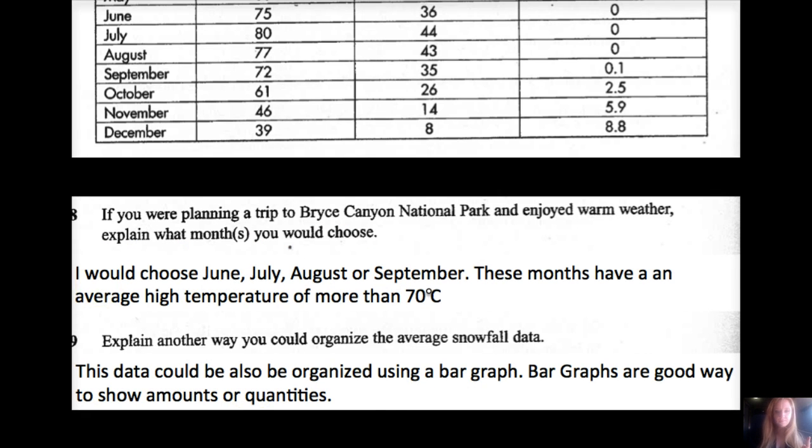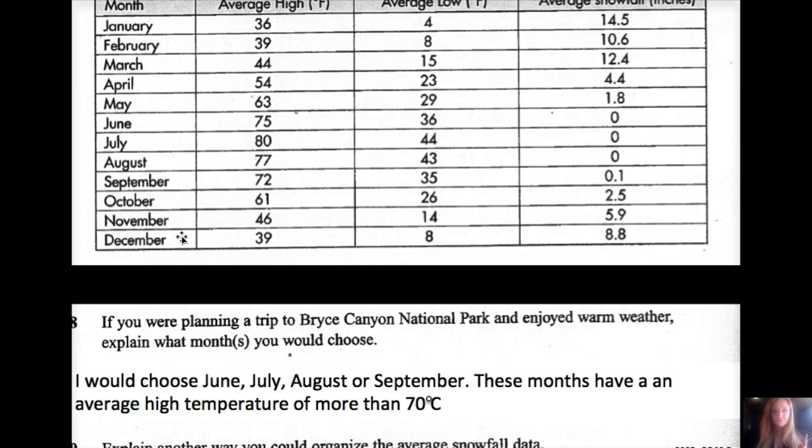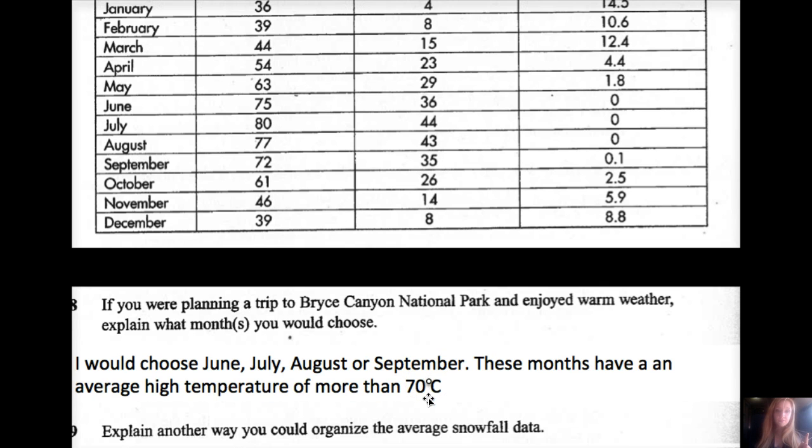Oops. Oh well. 8. If you were planning a trip to Bryce Canyon National Park and enjoyed warm weather, explain what months would you choose? Well, if I enjoyed warm weather, I would not pick the ones that are really cold. I'd probably pick the middle months because they all have temperatures greater than 70 degrees. So I'd pick June, July, August, or September.